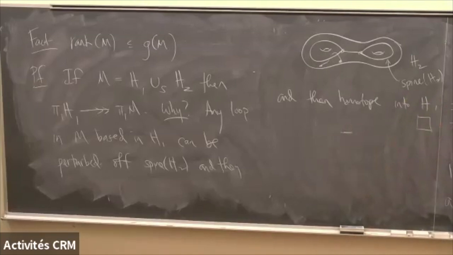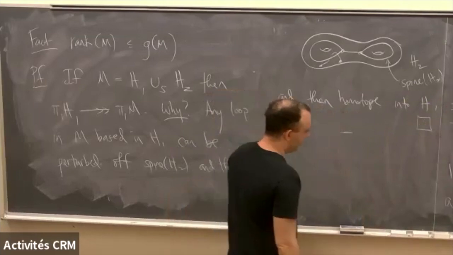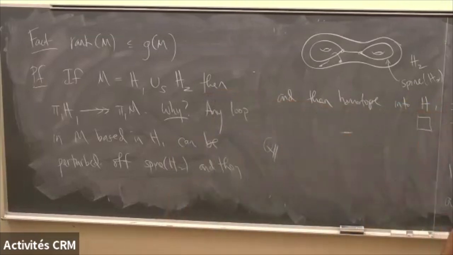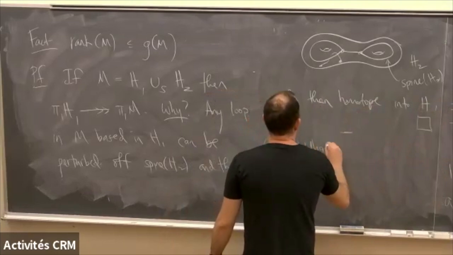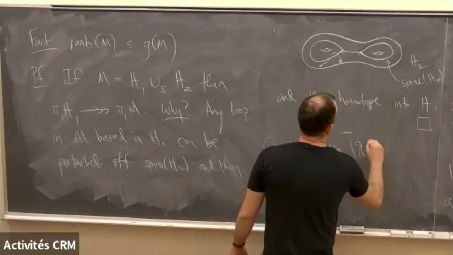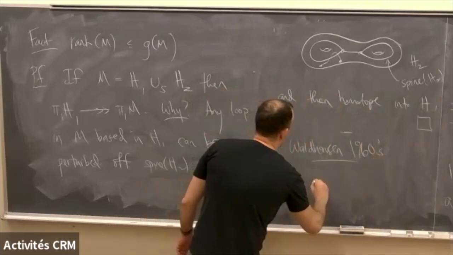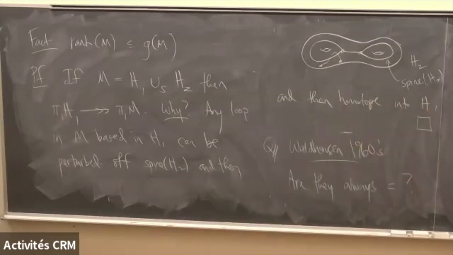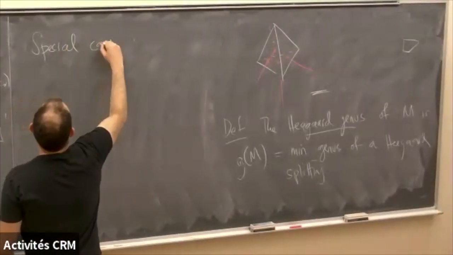So okay, rank is at most genus. And then, what's the natural question to ask if somebody writes that on the board? Are they equal? In fact, this was a question of Waldhausen from the 1960s. He asked, are they equal? Maybe let me first convince you that this is a hard question. Why is this hard? Well, here's a special case.